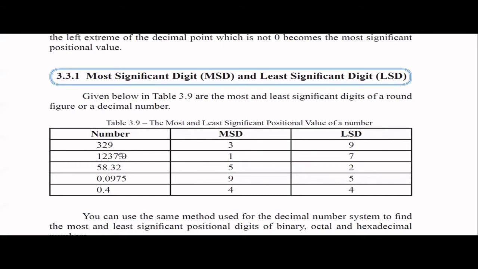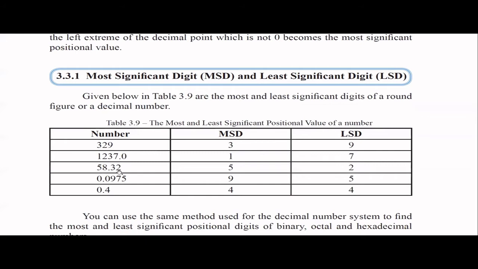That is why 0 is not the answer. Here it should be 7. Okay. And what about the most significant number? It should be the most left extreme, right? So left extreme, anyway, zeros are not there. So 1 can be taken as the MSD.